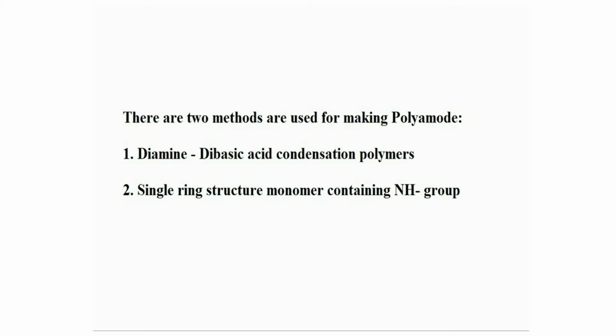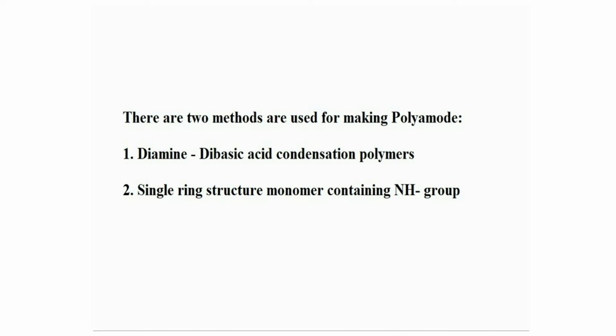When a reaction takes place between a diamine and a dibasic acid, we get condensation polymers, and the second one is a single ring structure monomer containing an NH group. That is, when the diamine and dibasic acid react, condensation polymers are obtained, and the second is the opening of the caprolactam ring, which will also lead to the formation of nylon 6,6. Nylon 6,6 is an example of a polyamide.